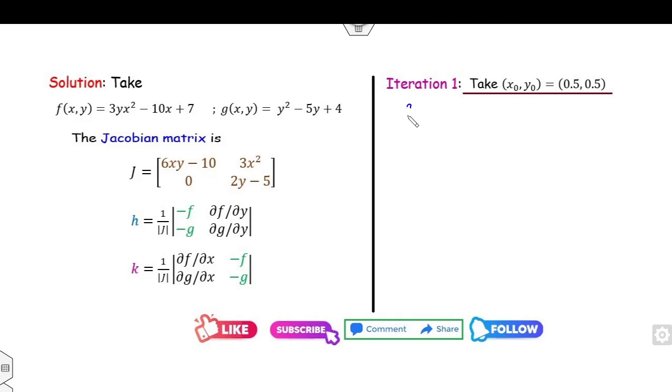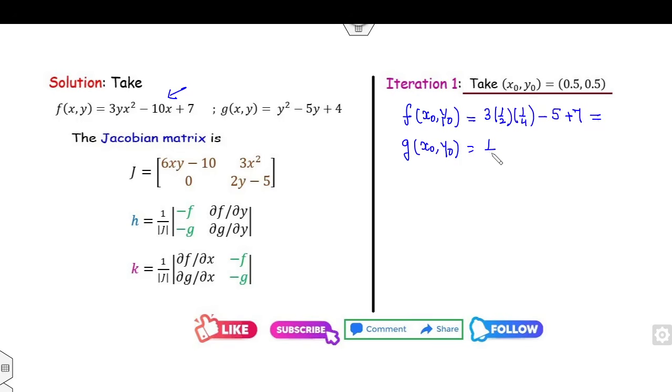Now let's start with the first equation. What is step number 1? Your target is to find the values of f and g at the point x naught, y naught. So if I substitute the values 0.5 and 0.5 in these equations, you will get 1 over 2, 1 over 4 minus 5 plus 7.